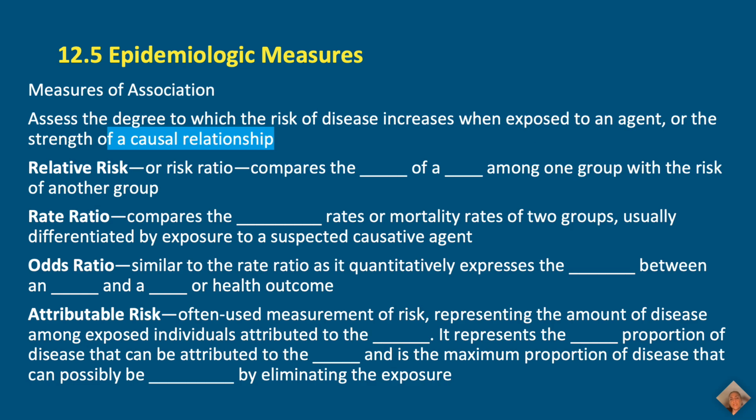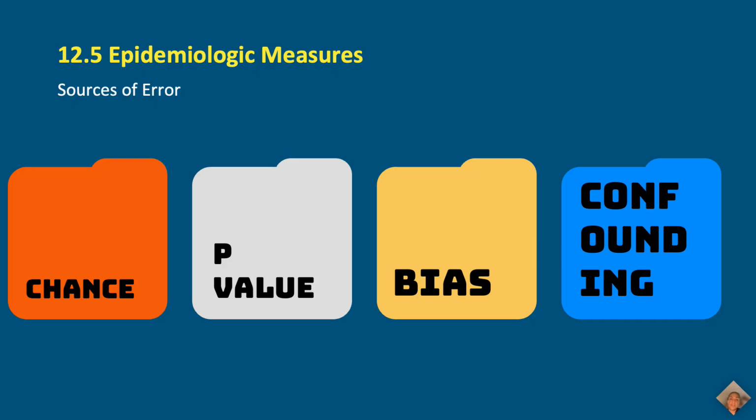And then attributable risk, this is often used as a measurement of risk, representing the amount of disease among an exposed individual that is attributed to exposure. So it represents the maximum proportion of disease that can be attributed to the exposure and the maximum proportion of the disease that can possibly be prevented by eliminating this exposure. So we're looking at these epidemiological studies to understand this, and then that translates to our surveillance data, that translates to our public health policy intervention, and on the public health nursing levels, as well as if we're doing research in these areas.